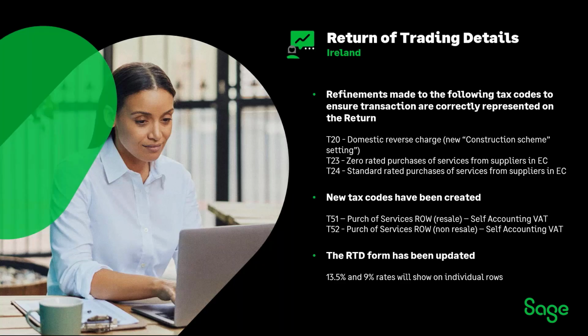There are a few changes with regard to the return of trading details form, the RTD. A few refinements have been made to the tax codes to ensure that the transactions posted using those tax codes are correctly represented on that return. The changes are to, and these are the default tax codes, you may have set up others or the equivalent as a different tax code number, T20, T23 and T24.